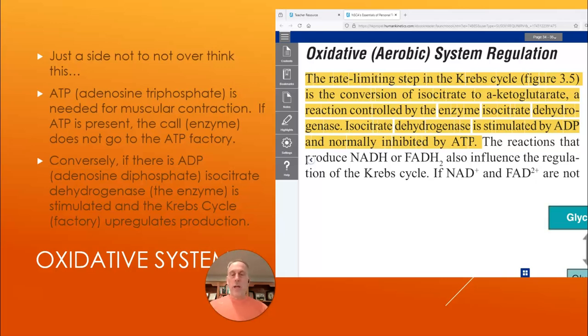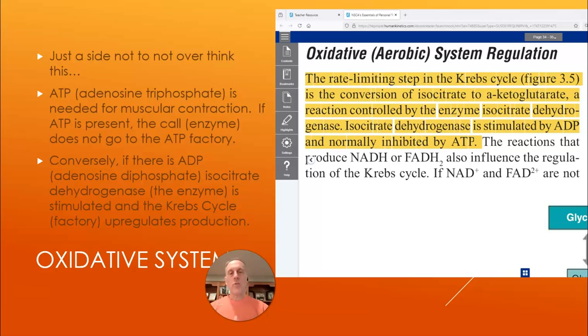So just think this through, like I mentioned before. If you're sitting quietly and all of a sudden you decide to stand up, well, at that point you probably have plenty of ATP in the muscle, and plenty of ATP in the system. There is no call to the factory. We don't need to create any more ATP. But as you get up and as you move around, then you start to have different catabolic reactions where we break ATP into ADP, and all of a sudden there's ADP present. So with adenosine diphosphate present, then you have this upregulation of the enzyme. The enzyme then causes the Krebs cycle to upregulate production of ATP.